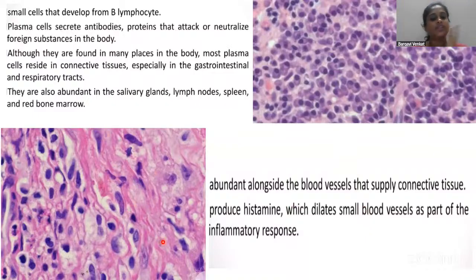And this is your mast cells. When there is any infection or allergy or rashes, you can see mast cells. They are abundant alongside the blood vessels that supply the connective tissue and produce histamine. In case of rashes, mast cells rupture and release histamine, which dilates the small blood vessels as part of the inflammatory response, so that you see redness in the affected area. That is because of your histamine. These are your mast cells, the elongated ones.